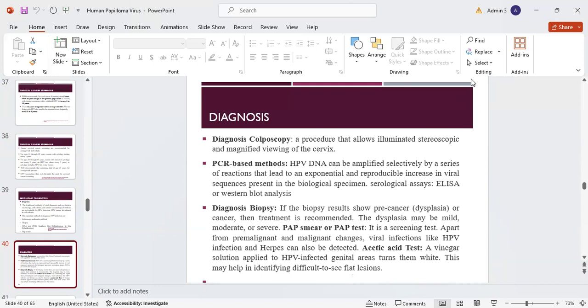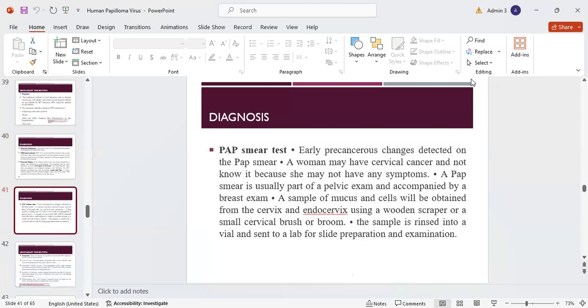Pap smear or Pap test. It is a screening test. Apart from the pre-malignant and malignant changes, viral infections like HPV infection and herpes can also be detected. Acetic acid test: a vinegar solution applied to HPV infected genital areas turns them white. This may help in identifying difficult to see flat lesions.